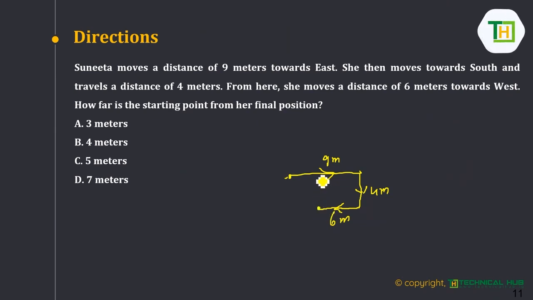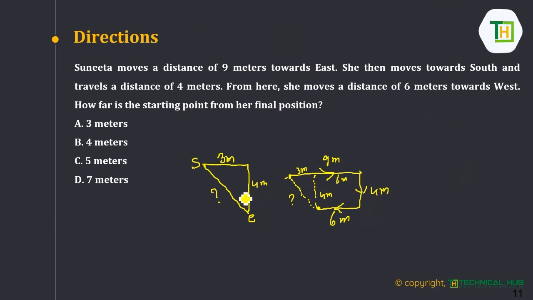So here, extend this line. This is the 4 meters. This is 6 meters. This is 3 meters. So find the distance between the starting and ending point. Suppose this is the starting point and this is the ending point. Find this distance. So this is 3 meters, this is 4 meters. If you observe, this is a right angle triangle.